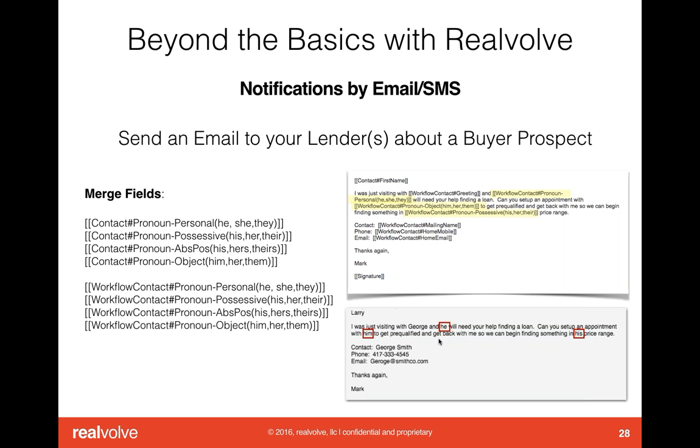So what we can do then is, by using these pronouns, and I've got them kind of highlighted in yellow here, whenever I send this to an individual person, say George, I was just visiting with George, and he will need your help finding the loan. So the they has changed to he. Can you set up an appointment with him? And again, it's just using one of the appropriate pronouns to get him qualified and get back with me, so that I can find something in his price range.